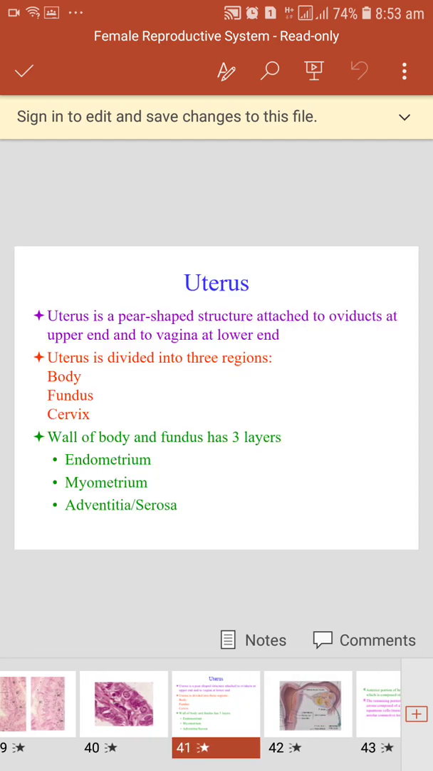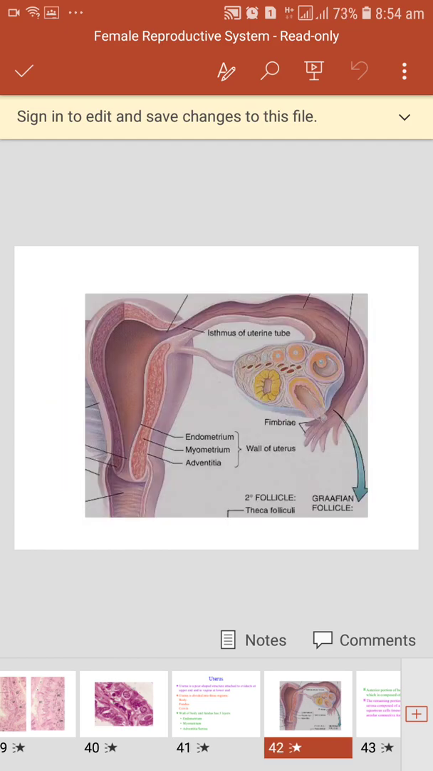Now come to the uterus. Uterus is a pear-shaped structure attached to the oviduct at the upper end and to the vagina at the lower end. It is divided into 3 regions: body, fundus and the cervix. Wall of the body and fundus has 3 layers: endometrium, myometrium, adventitia or serosa.